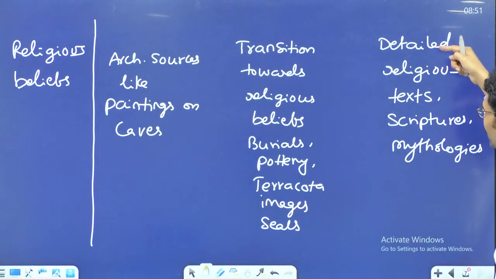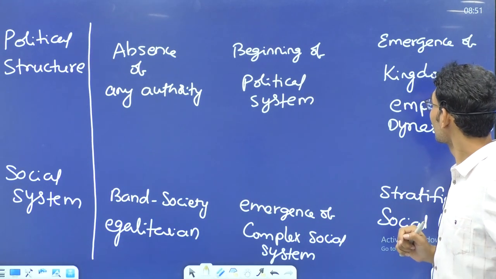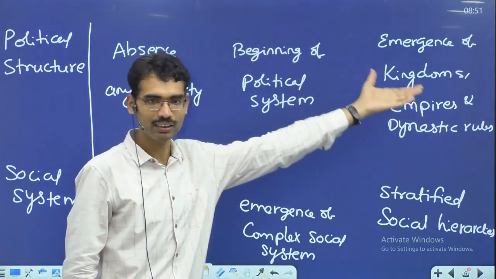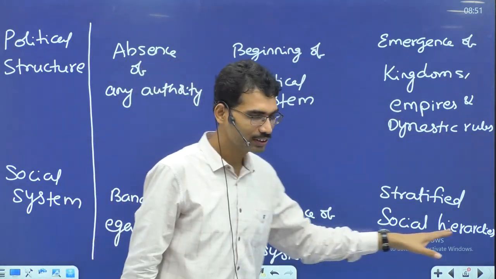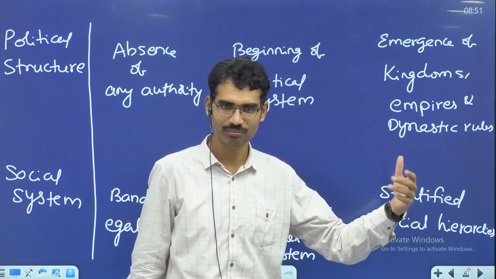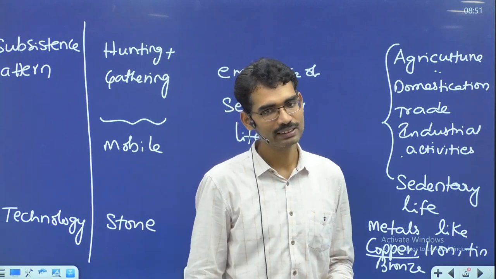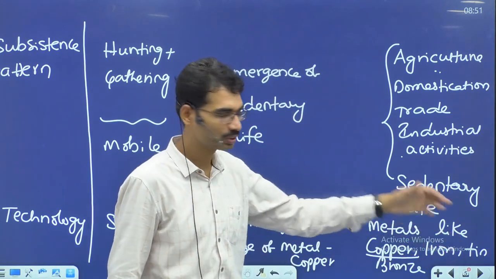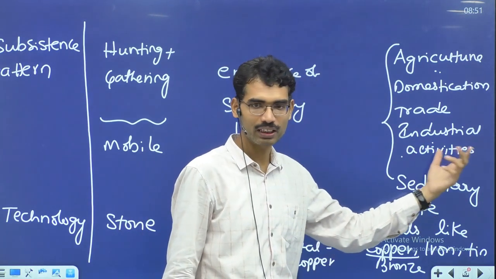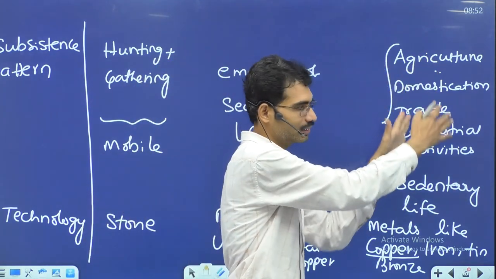But again, detailed religious texts, do we have? No, that's why we cannot consider it as this. And was there any emergence of kingdoms? No, that's why Chalcolithic we cannot consider as historic. Stratified social hierarchies, we do not know exactly, but only depending on the burial practices. Basic things, that's why not a completely emerged social system. And these institutions are not in full-scale evolution, they are just beginning. That's why the Chalcolithic period we cannot consider as historic period.